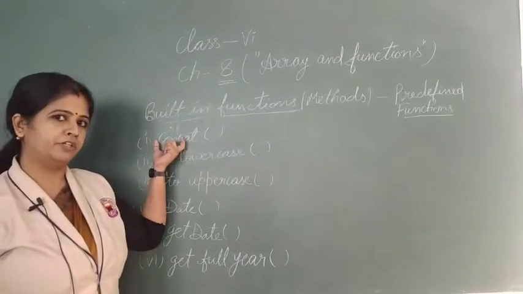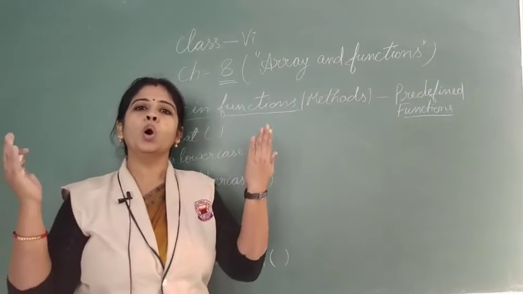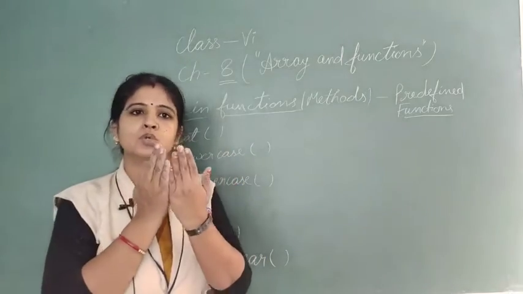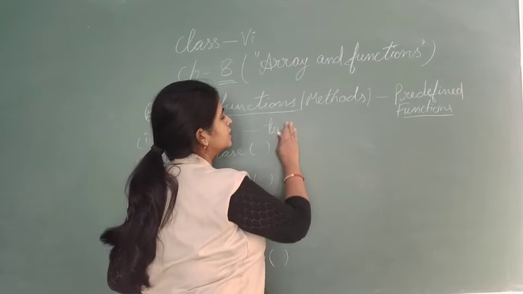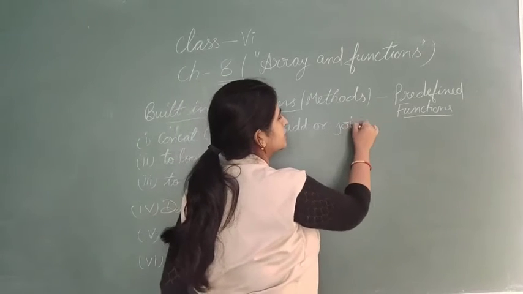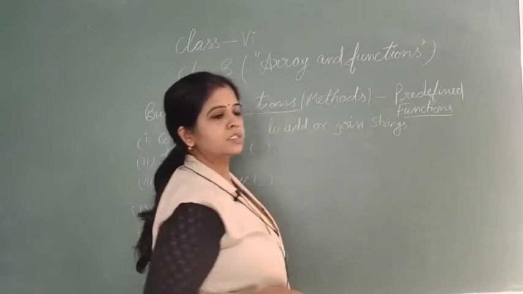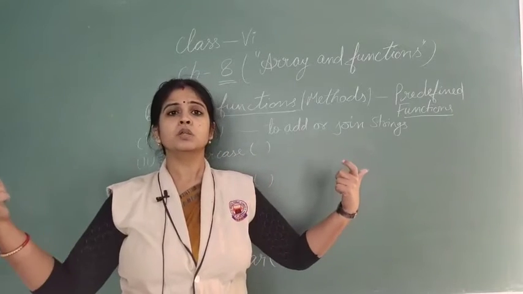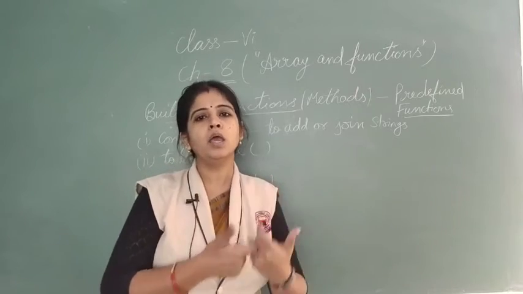First is the concat function. The concat function will add two or more strings together, so it is used to add or join strings. Suppose one string is hello and another string is world. The concat function will join them and the output will be hello world.